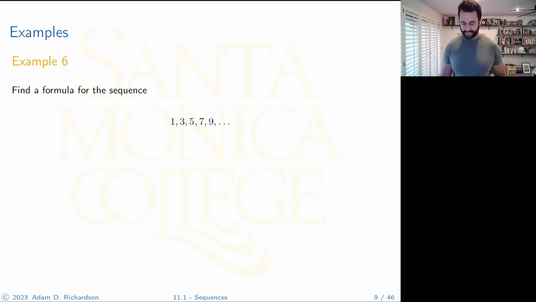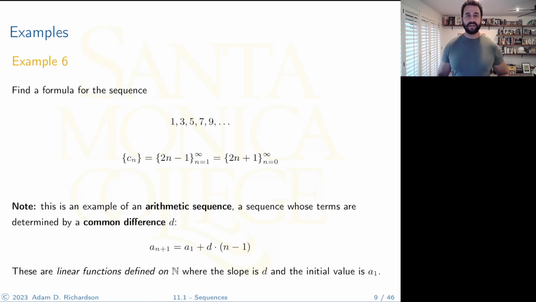All right, now let's do it together. This one is frankly just the sequence of odd numbers. So 1, 3, 5, 7, 9, those are all of the odds. It's a list of the odd numbers.